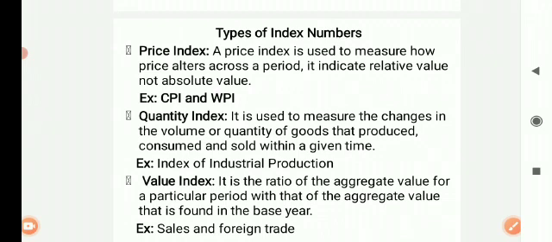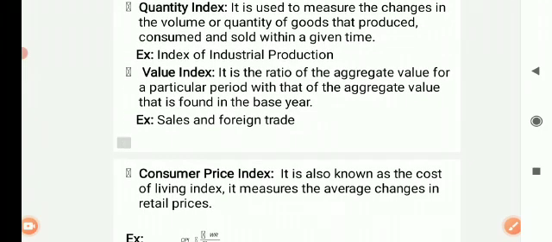What amount of goods and services we sold in previous, for example earlier days, and what amount of the same commodity we are going to sell in the market at present. The difference between these two is known as quantity index numbers. Example, index of industrial production. Index of industrial production means what was the amount of production of a particular industry in earlier time, what is at present. The difference between earlier time production and present time production of the particular industry is known as quantity index.